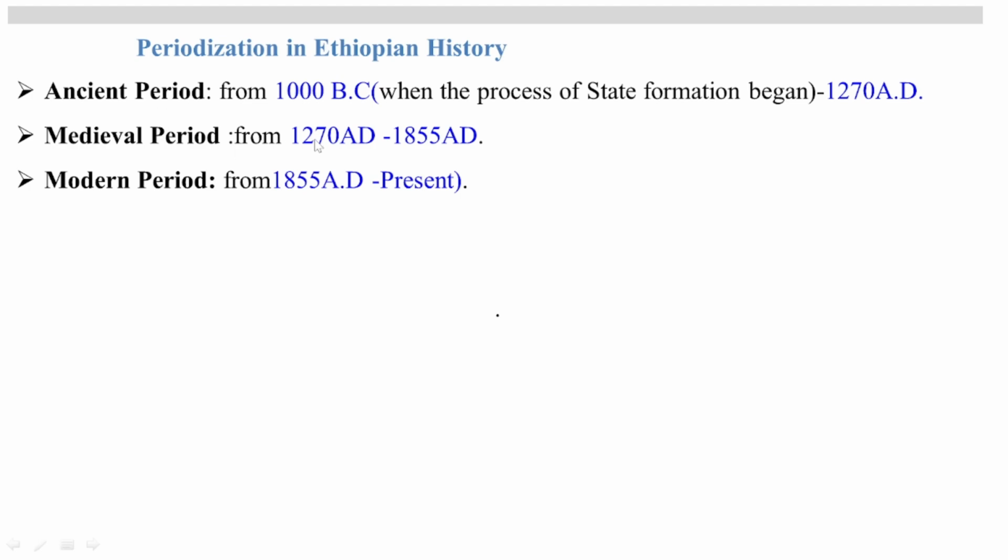Medieval Ethiopian history means from 1270 AD to 1855 AD. 1270 AD means the decline of the Zagwe dynasty and the rise to power of the Solomonic dynasty. 1855 means the end of the Zemene Mesafint and the rise to power of Emperor Tewodros, or Kasa Hailu. This is known as medieval Ethiopia or the medieval period of Ethiopian history. Modern period, or modern Ethiopian history, means from 1855 AD up to the present.